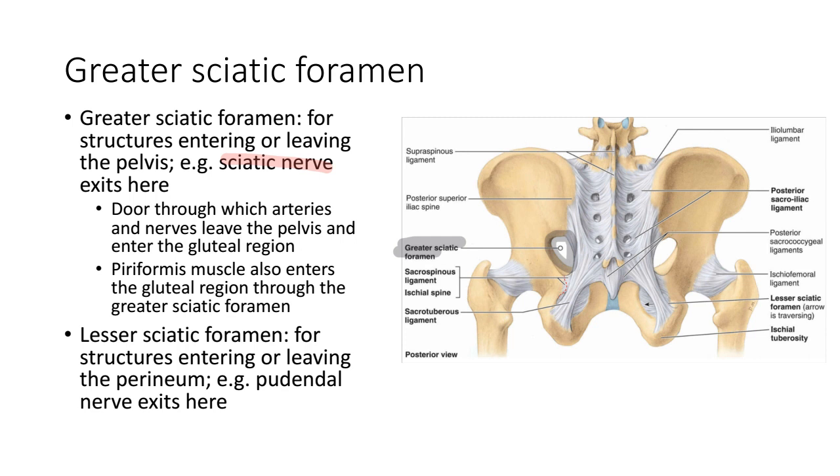There's also a lesser sciatic foramen, and the lesser sciatic foramen is an opening where structures entering or leaving the perineum would be found. For example, the pudendal nerve exits the lesser sciatic foramen.